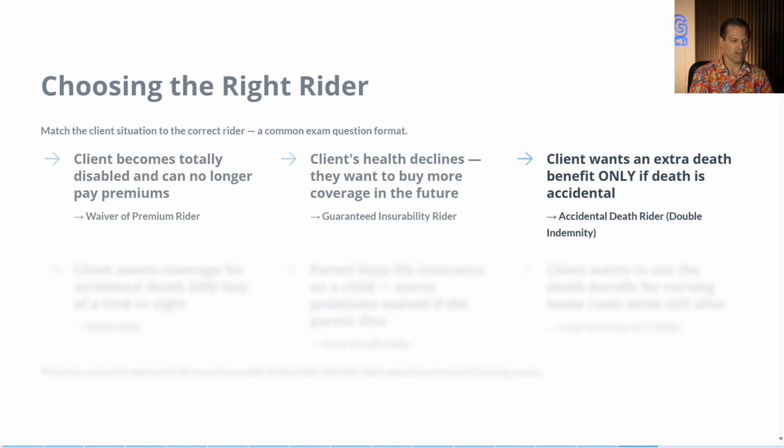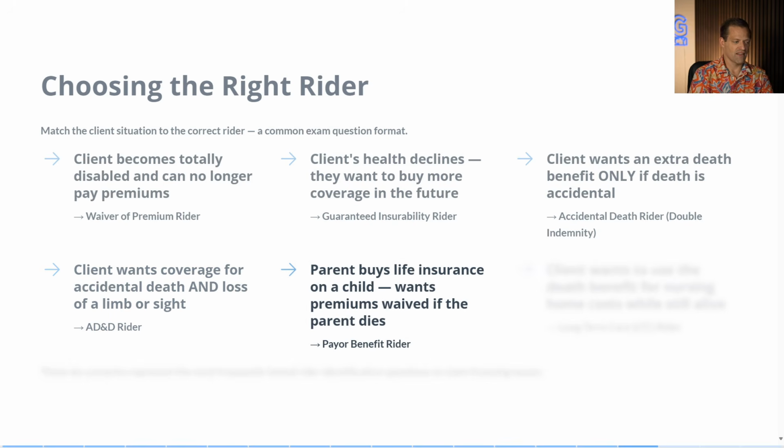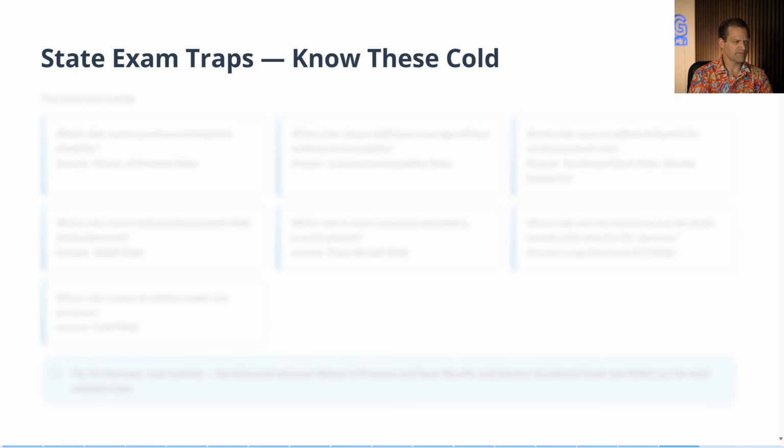An accidental death rider, double indemnity. Client wants coverage for accidental death and loss of limb or sight, AD&D rider. Parent buys life insurance on a child, wants premiums waived if the parent dies, payer or benefit rider. And client wants to use the death benefit for nursing home costs while still alive, that's a long-term care rider. So these are the most common scenarios. Make sure you know, okay?